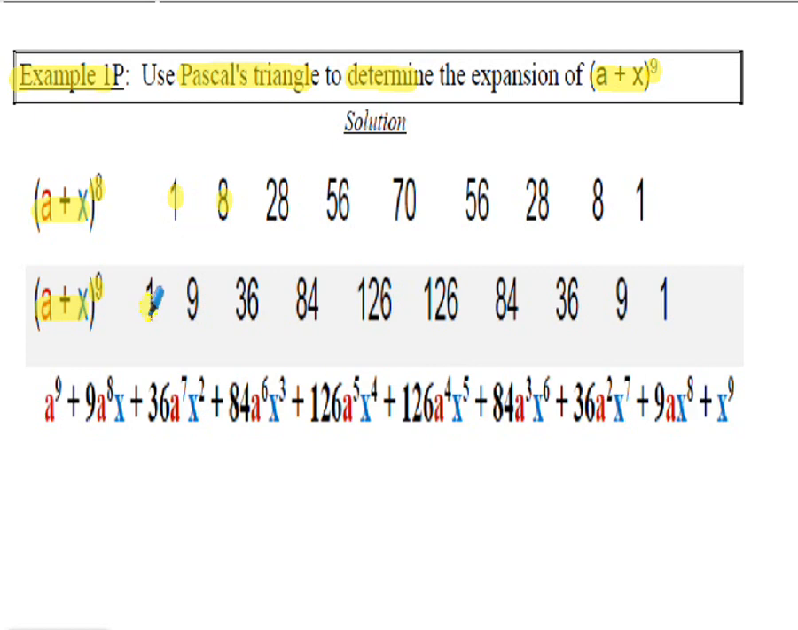So we start with a 1 on the left hand side, then we add 1 to 8 to give us the 9 for the next coefficient, we add 8 to 28 to give us 36 for the next coefficient, 28 to 56 to give us 84 for the next coefficient, 56 add 70, 126 for the next coefficient, 70 add 56, 126 for the next coefficient, and now we'll see a symmetrical pattern evolve. 56 plus 28 gives us 84, 28 plus 8 gives us 36, and 8 plus 1 gives us 9, and we have a 1 at the end.